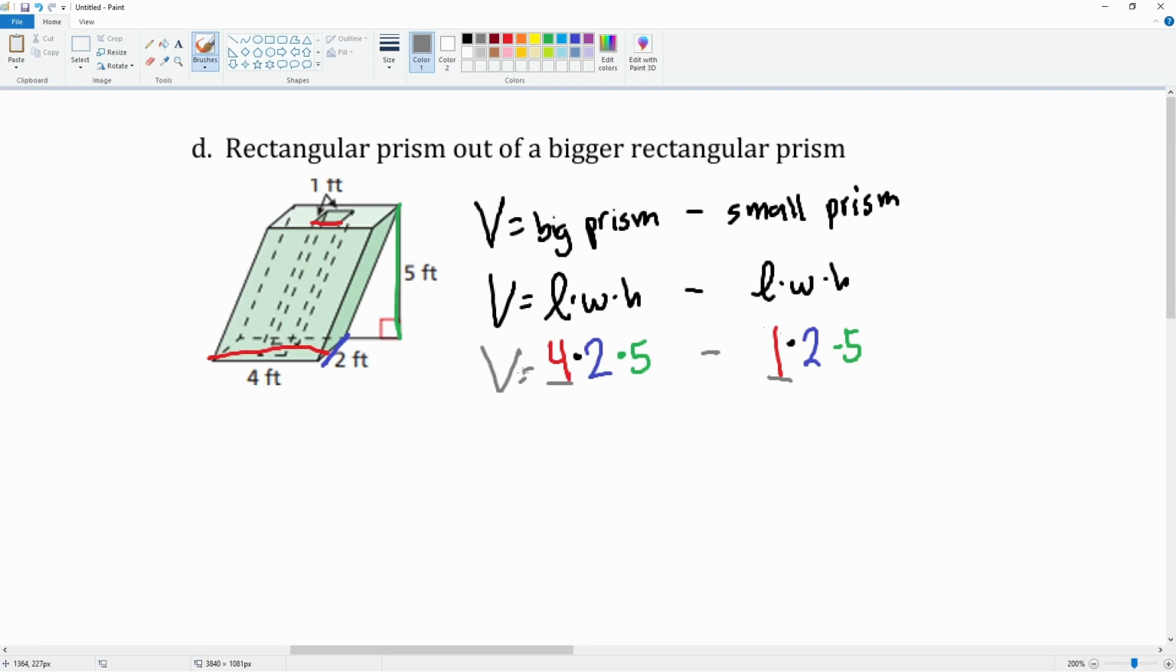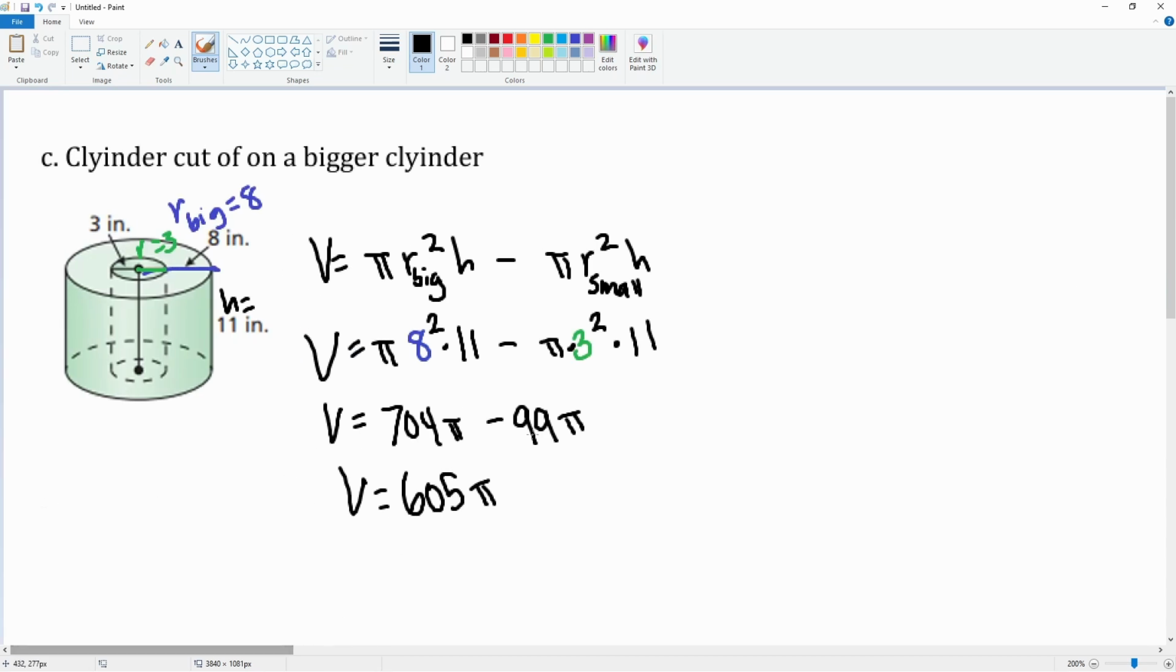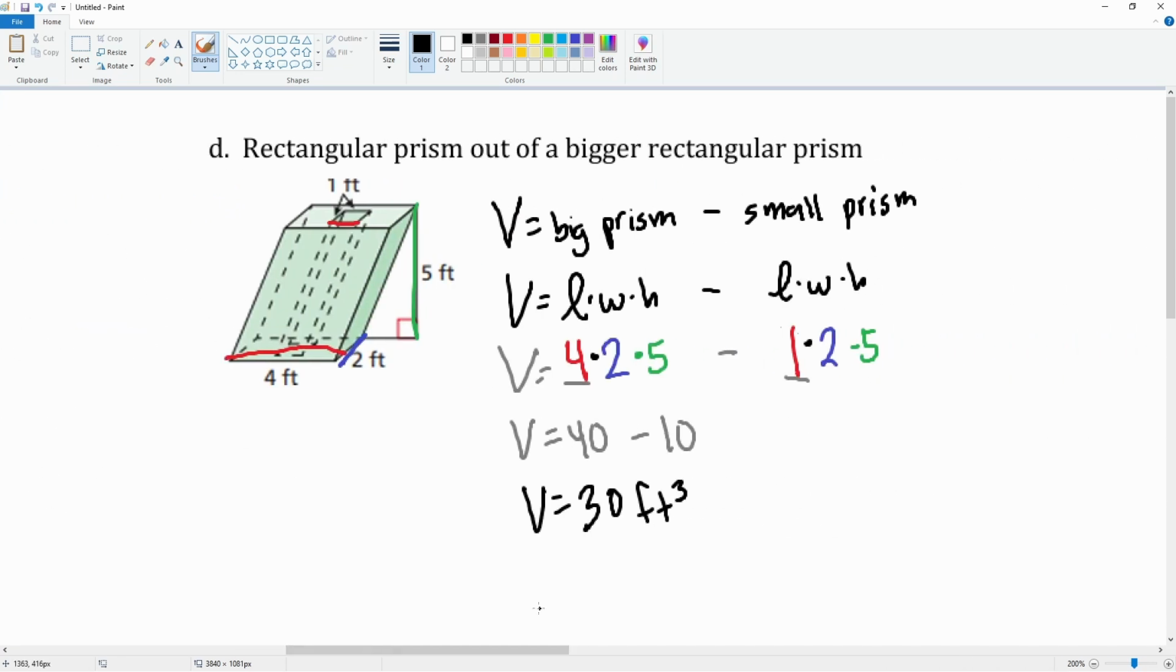Okay, so 4 times 2 times 5 gets you 40. Minus 1 times 2 times 5 gets you 10. So the volume here is 30 feet cubed. Sorry, I forgot the units here. Inches cubed, because they're volumes. Okay, so there you go. That is how you find the volume of the composite figure.